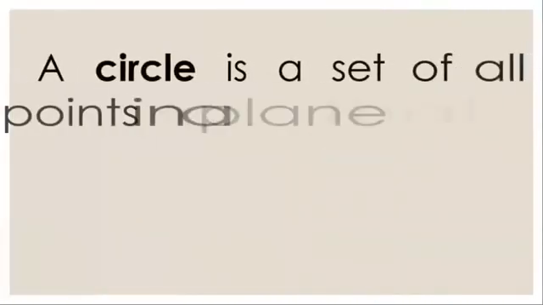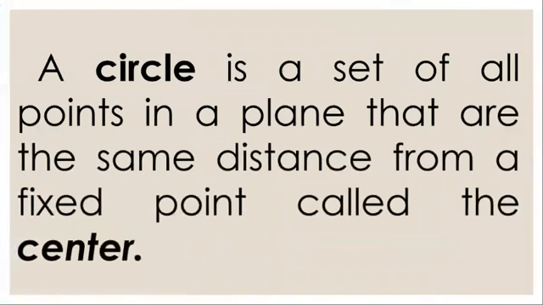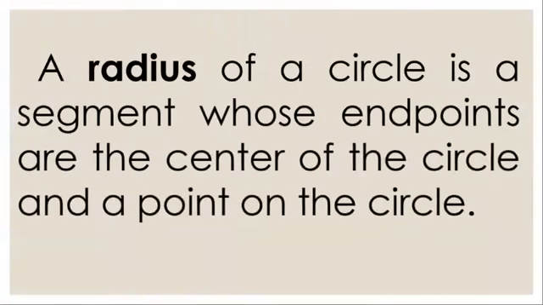So first, let us define what is a circle, or let's review what the definition of a circle is. So by definition, a circle is a set of all points in a plane that are the same distance from a fixed point called the center. So of course, our circle has a center. And we also have the radius. So when we say a radius, by definition, the radius of a circle is a segment whose endpoints are the center of the circle and a point on the circle. So later, we are going to illustrate where the center is and what the radius, or radii, looks like.